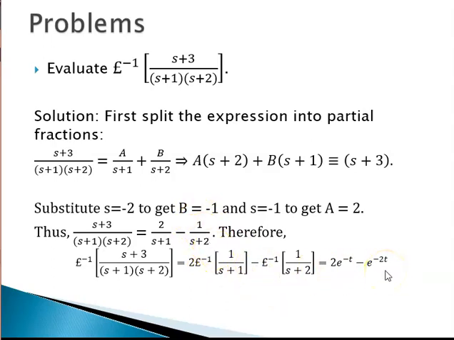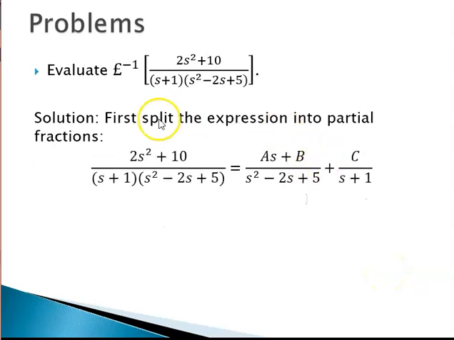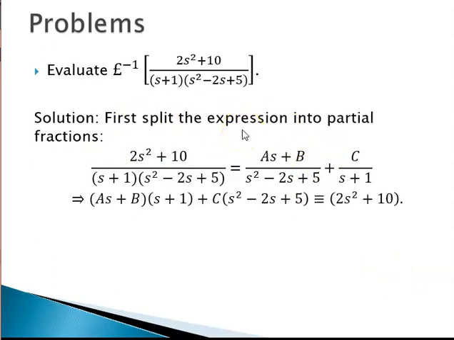We'll see one more problem. This involves a little bit more terms. You have an s square minus 2s plus 5 term in the denominator. So we split it into partial fractions as shown over here, and we get the identity. Carefully see that if you substitute s is equal to minus 1, the terms with a and b will not come in because of multiplication with 0. Then you get the value of c.